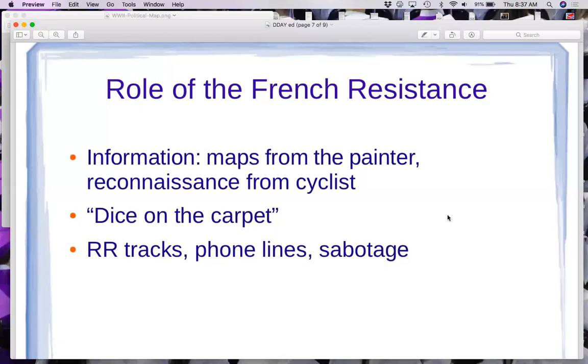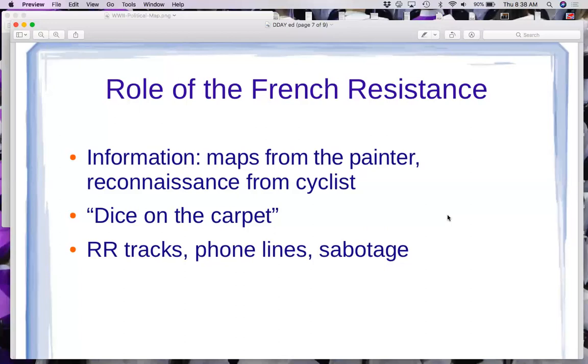Then there was this code word called dice on the carpet. I don't know how they come up with these things, but it's not a random thing that people would be likely to say. And a lot of people were listening to British broadcasting in France to try to understand what was happening in the world beyond the German propaganda.